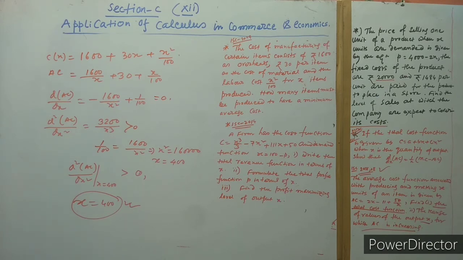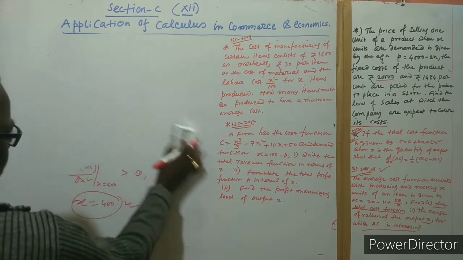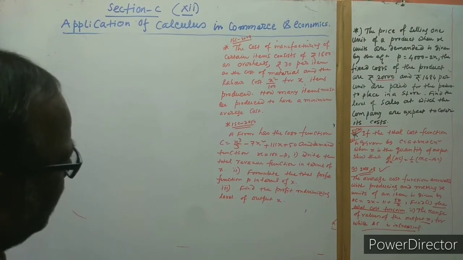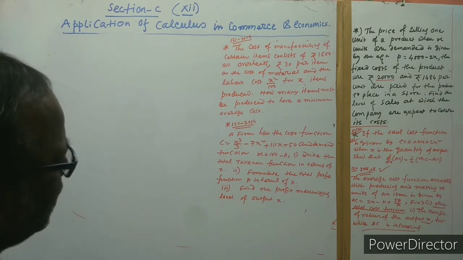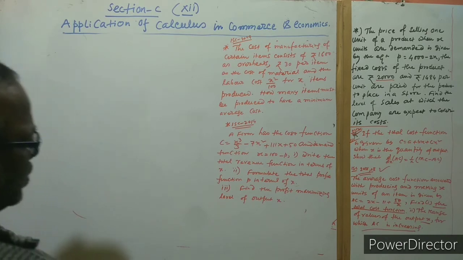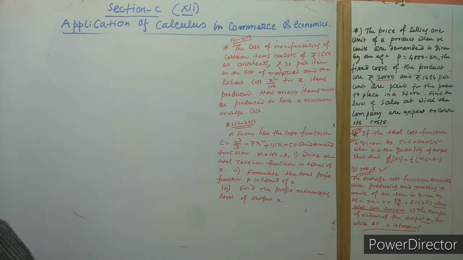So this is the last question for this chapter. See the question here. In 2014, this question was given in the ISC exam. A firm has a cost function C equal to x cube by 3 minus 7x square plus 111x plus 50, and the demand function is x equal to 100 minus p. Write the total revenue function in terms of x.